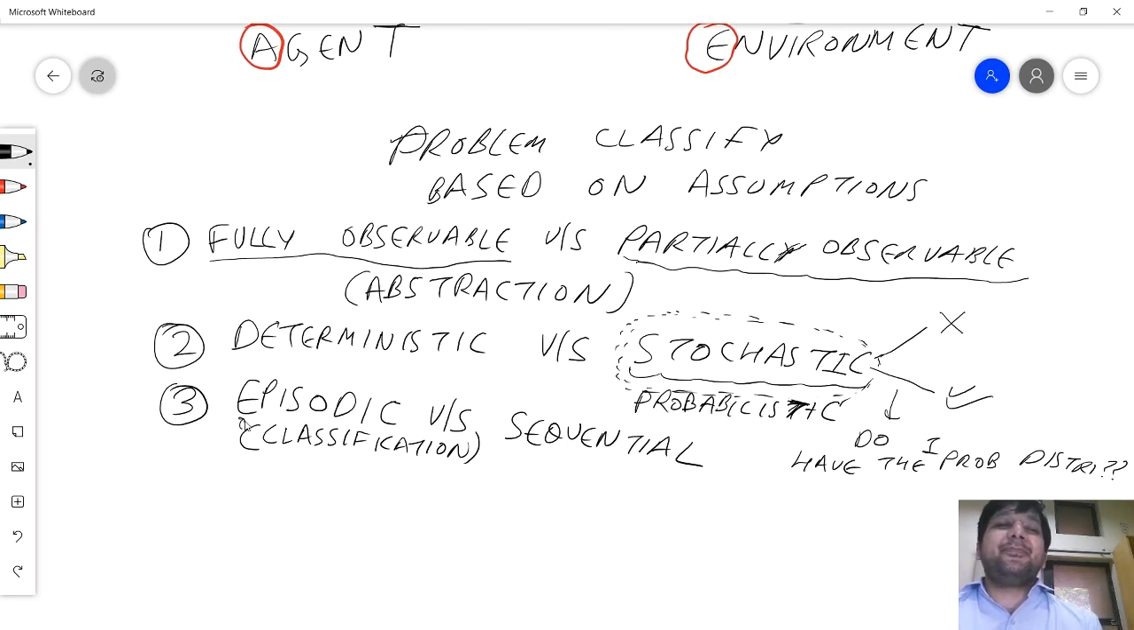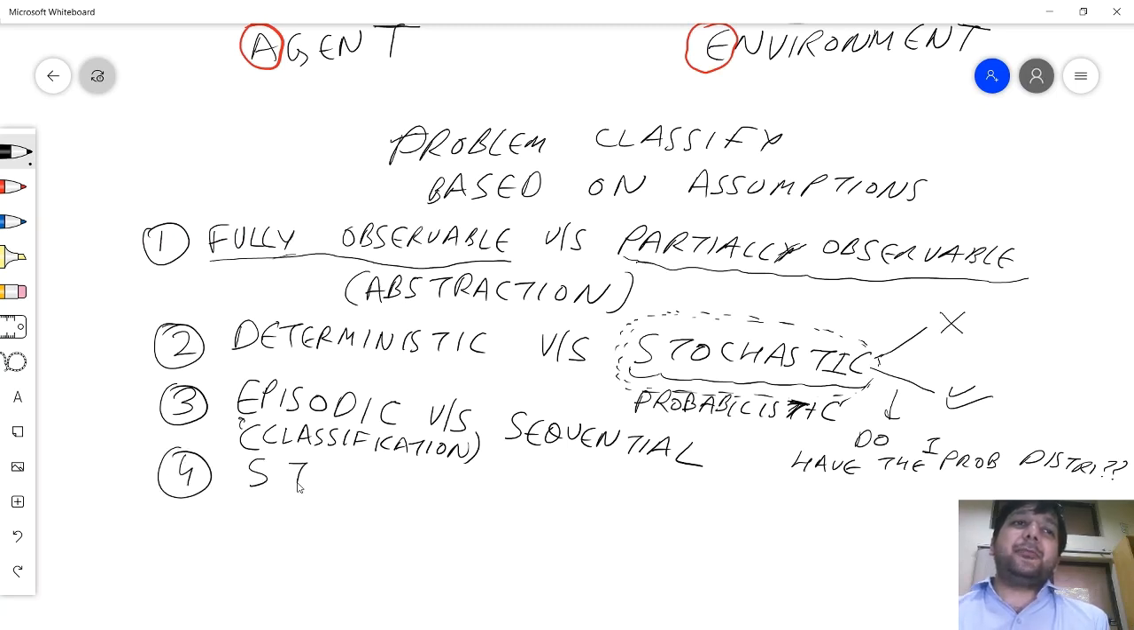Sequential. Every question gives more information. If it's a very good chatbot, it will extract the maximum information in the fewest statements. Otherwise, it will ask for too much information again and again. What you ask now affects all the future actions, and it is affected by what you did previously. So that is episodic versus sequential.